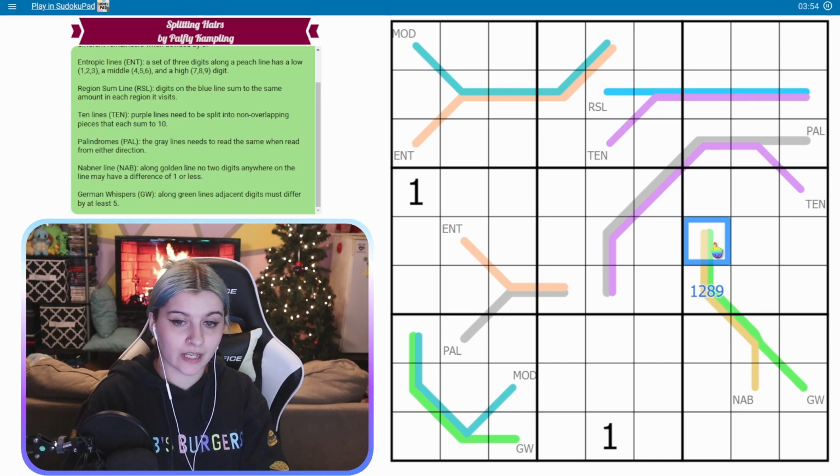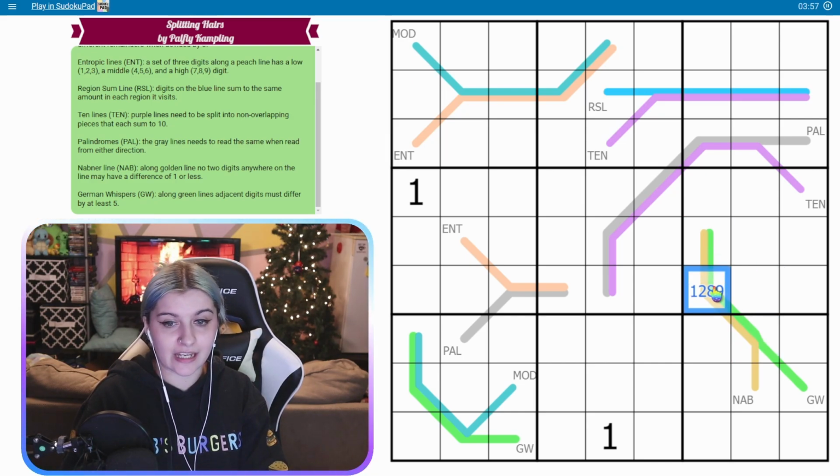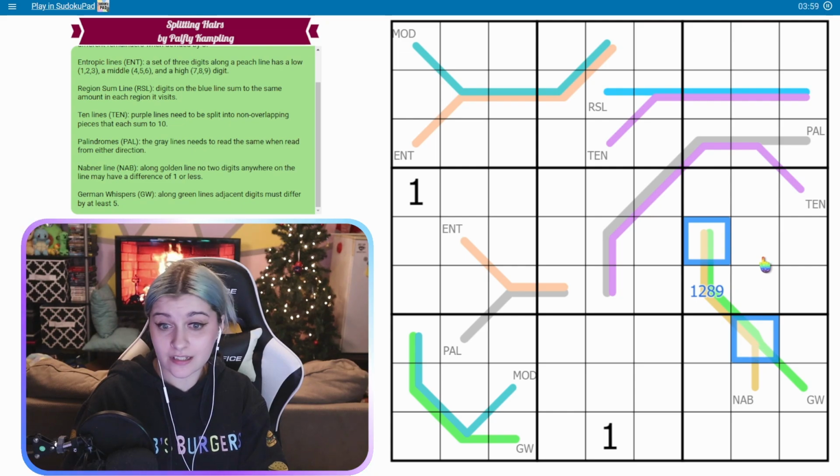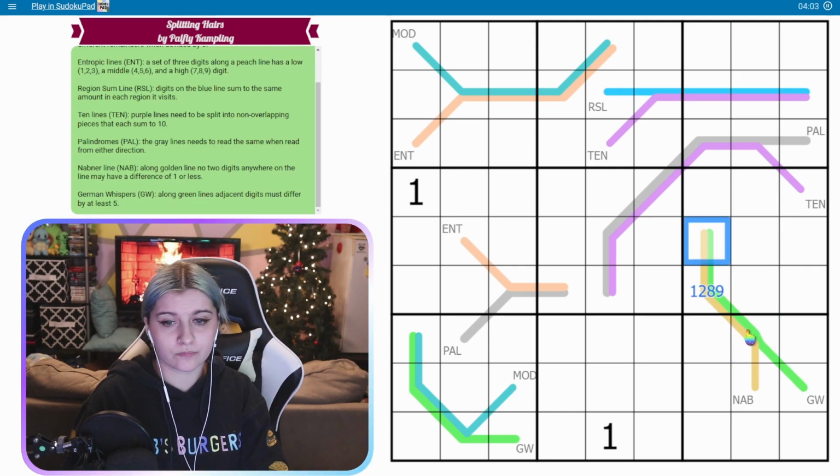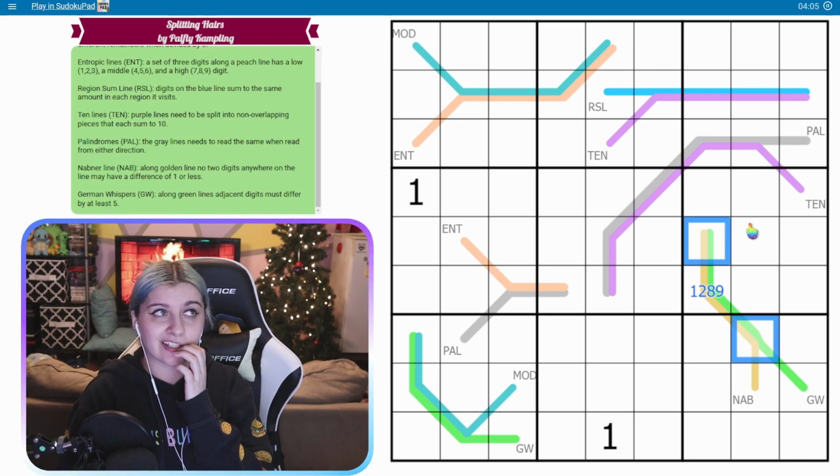This is going to have to be a 1, 2, or an 8, 9. A 2 could have a 7 and a 9 next to it. An 8 could have a 1 and a 3 next to it. And a 1 would have the options of being 6, 7, 8, 9.